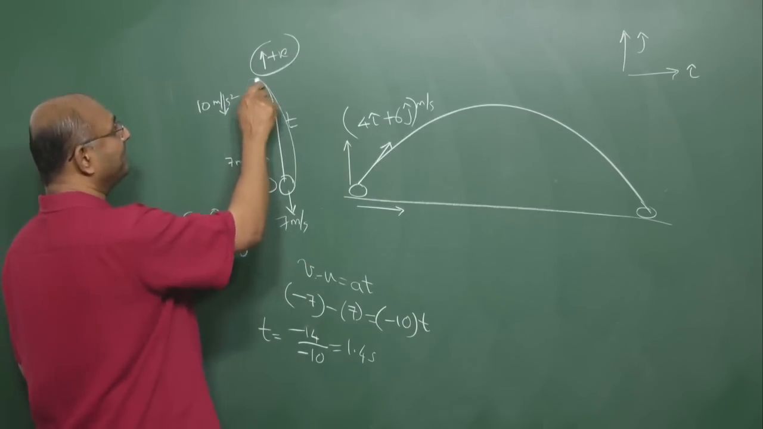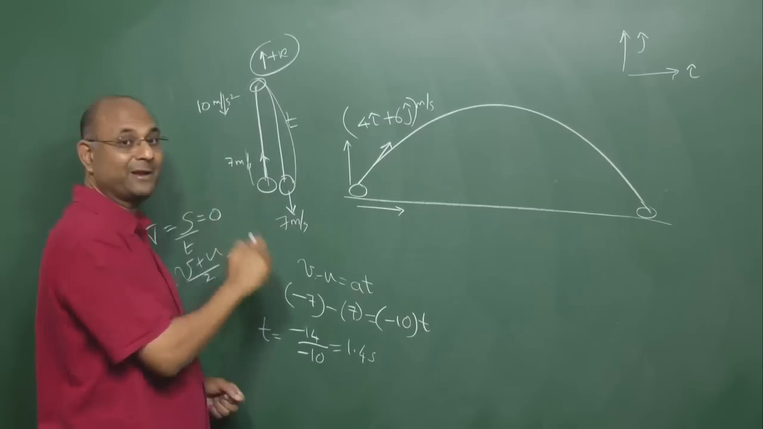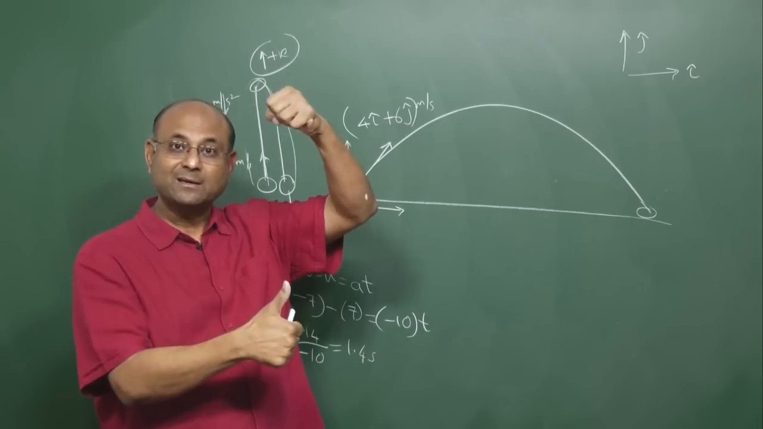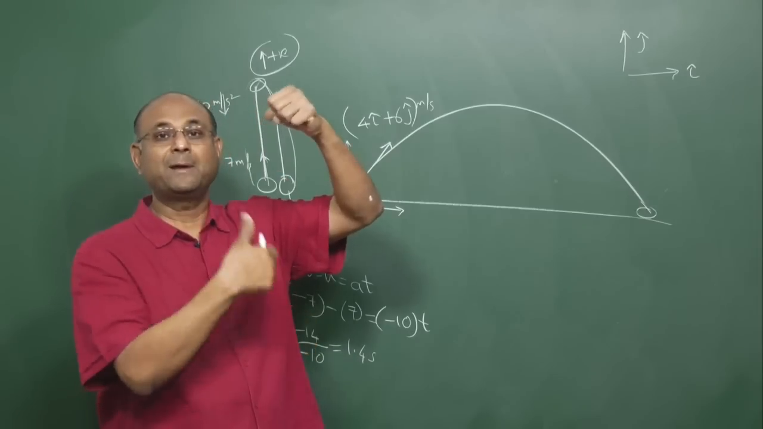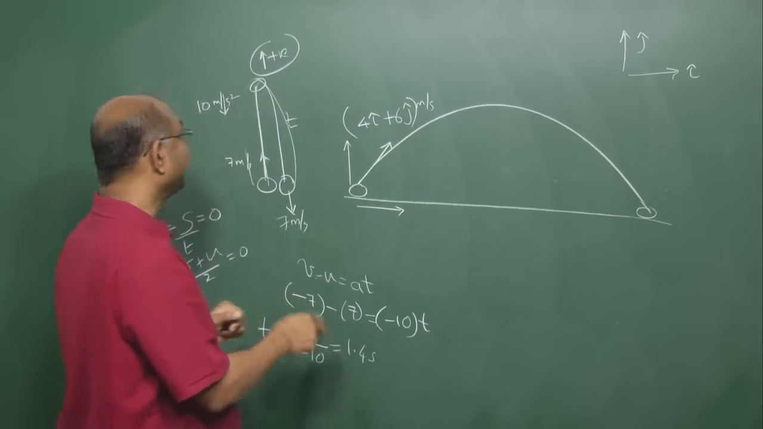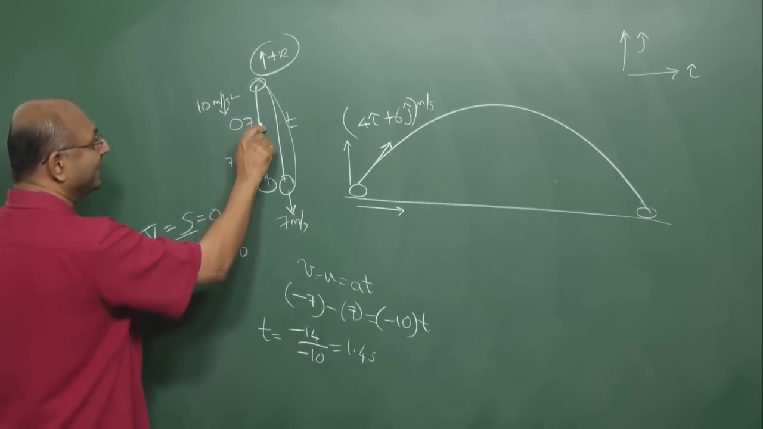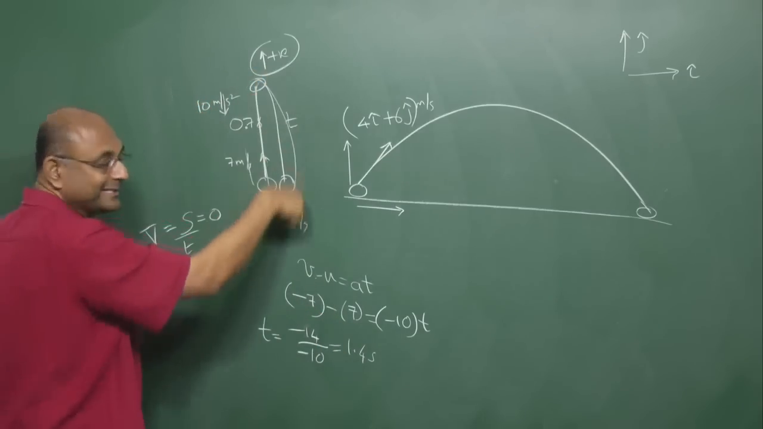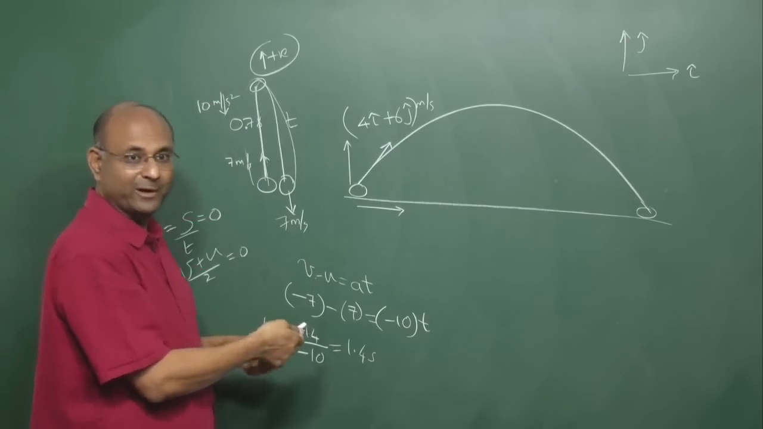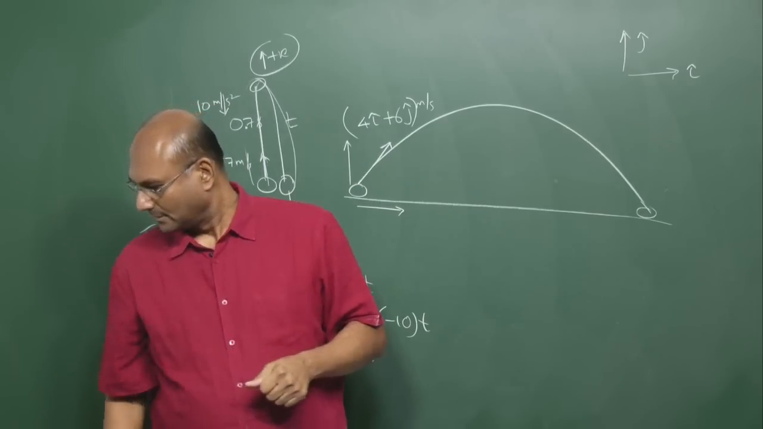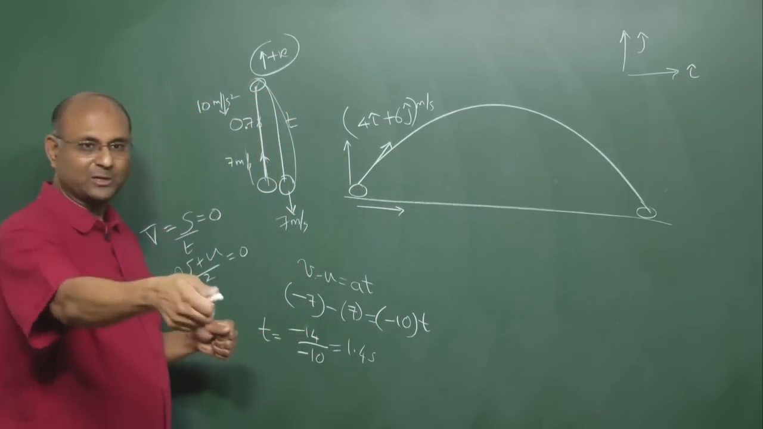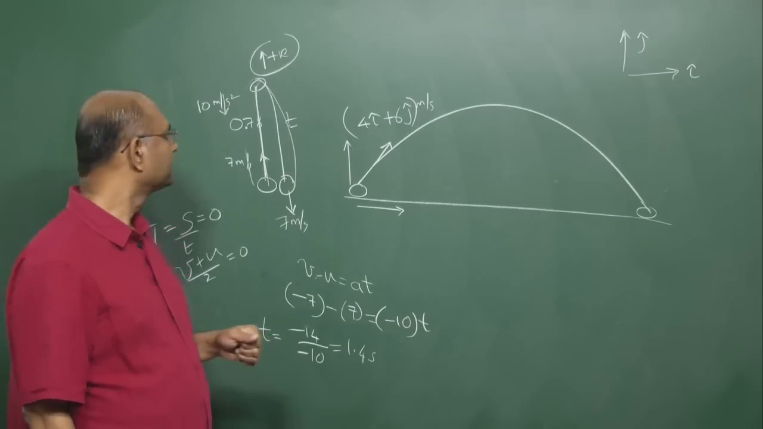How much is the time from here to the top? Velocity there is 0. So from 7 to 0, how much time? Change in velocity, 7, divided by 10. Minus 7 by minus 10. So therefore it is 0.7. It takes 0.7 seconds to get there and 0.7 seconds to come down. So total time 1.4 seconds. Okay? So can you please remove that phone? Yeah.